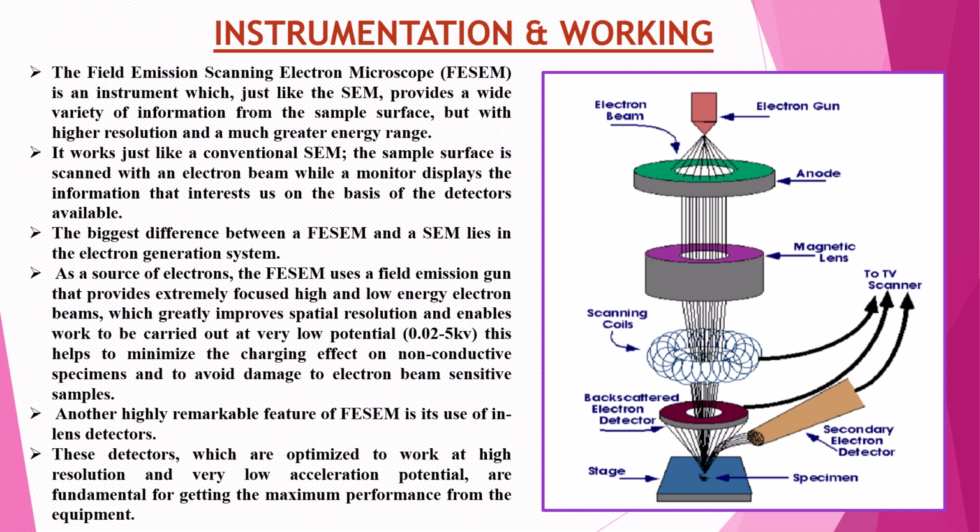The biggest difference between a FESEM and SEM lies in the electron generation system. Another highly remarkable feature of FESEM is its use of in-lens detectors. These detectors, which are optimized to work at the highest resolutions and very low acceleration potentials, are fundamental for getting the maximum performance from the equipment. And FESEM uses a field emission gun that provides an extremely focused high and low energy electron beam also.